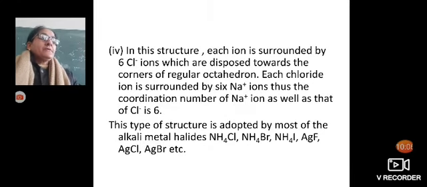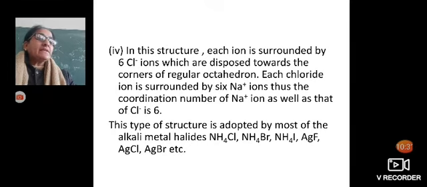Fourth, in this structure, each sodium ion is surrounded by 6 chloride ions which are disposed toward the corners of a regular octahedron. Each chloride ion is surrounded by 6 sodium ions. Thus, the coordination number of sodium ions as well as chloride ions is 6. This type of structure is adopted by most of the alkali metal halides, ammonium chloride, ammonium bromide, ammonium iodide, silver fluoride, silver chloride, silver bromide, etc.